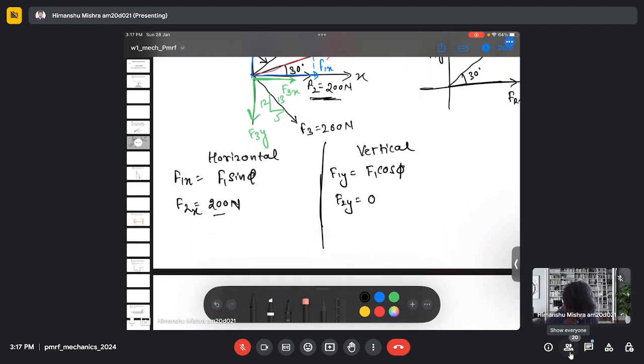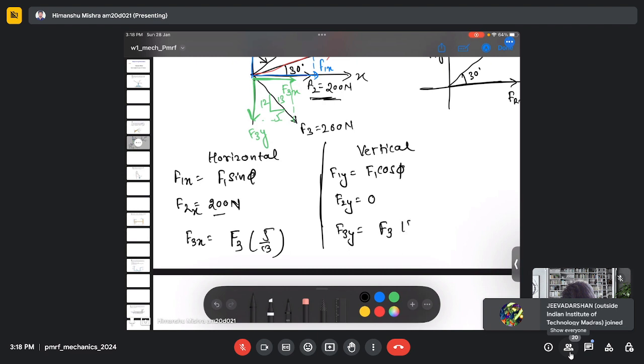because, as I said, the force is acting only in the x direction. Now F3x, we need to find out in the x direction here. So it will be F3 5 by 13, and F3y will be 12 by 13. So it is F3 12 by 13. So this is my y component of the force.